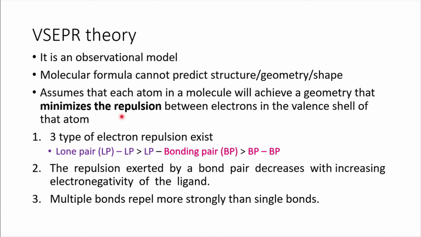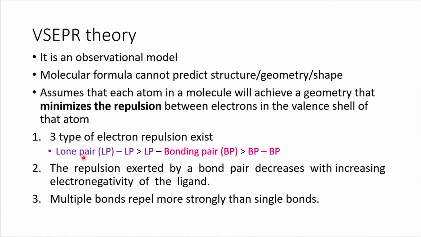So this is the most important thing about the valence shell electron pair repulsion. So we talk about repulsion here as a major cause which is responsible for the particular geometry of that molecule. So basically the electron repulsion happens in the valence shell only. So this is the major crux of the VSEPR theory. So we have three types of electron repulsions that may exist in a molecule. The first one is lone pair repulsion. The next one is lone pair bonding pair repulsion, and the other one is bonding pair repulsion.